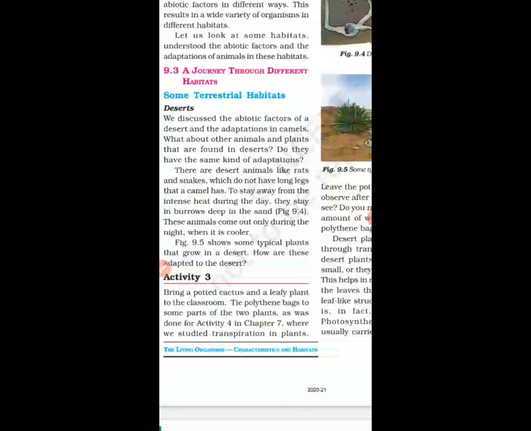What about other animals and plants that are found in desert? How are they adjusted to the climate of a desert? That is called their adaptation, right? So there are desert animals like rats and snakes, which do not have long legs that a camel has. So what do they do? To stay away from the intense heat during the day, they stay in burrows deep in the sand.